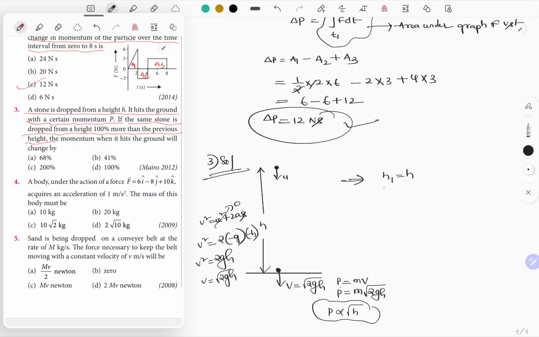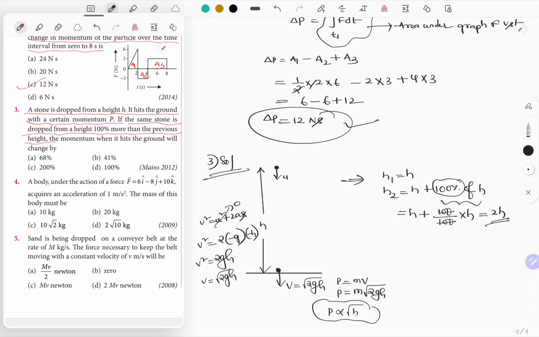What's the original value of height? h1 is equal to h. Then h2 is equal to h plus 100% of h. It is going to be increased. This is how you have to represent the value of percentage increased value. If it is decreased, you just have to substitute a minus here. That's all. Then h plus 100 by 100 into h. The 100 will get cancelled. You are going to get 2h. This is going to be the final height, the second case height.